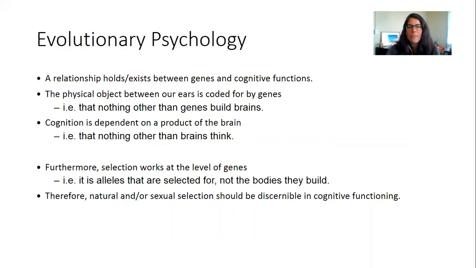So natural and sexual selection should be discernible in cognitive function. Let's just take the behavior of creativity, for example, which is a cognition. It's a thought process. And the question would be, does creativity as a human cognition provide some sort of evolutionary advantage? Do we see common ancestors that have displayed some form of creativity?